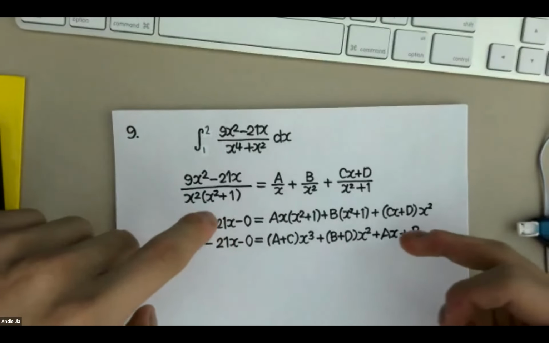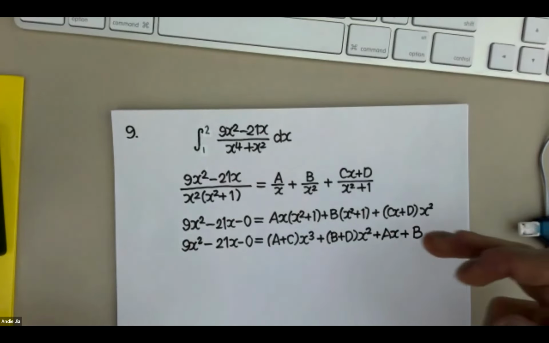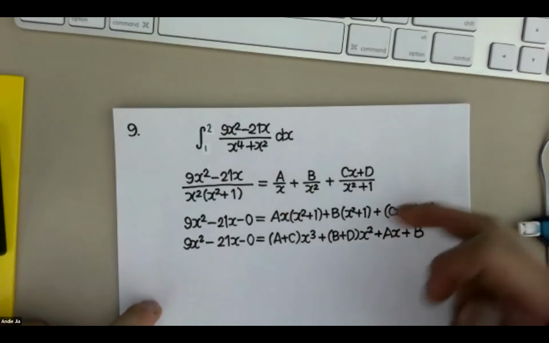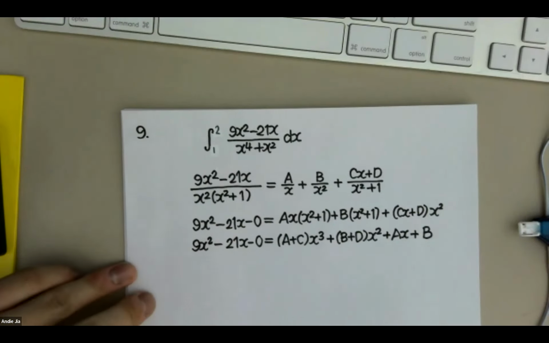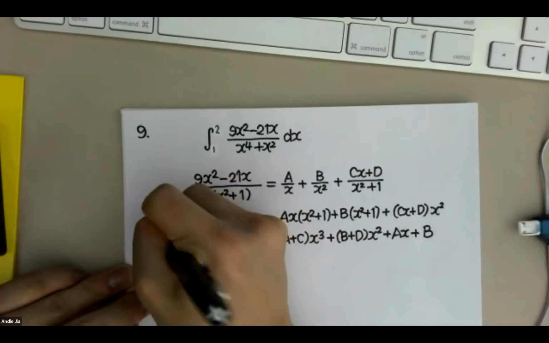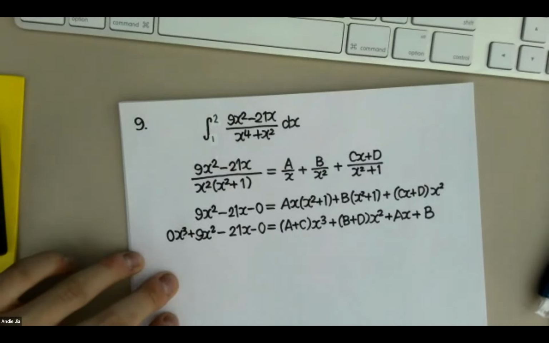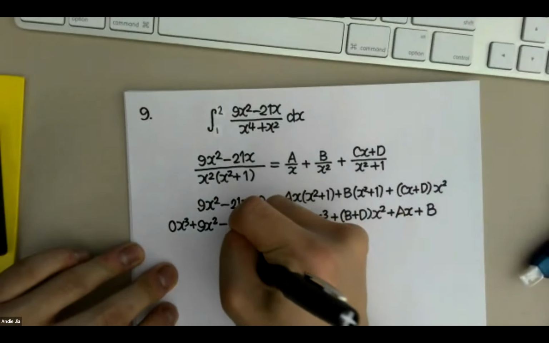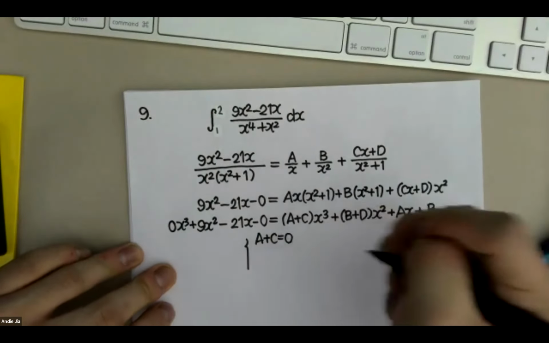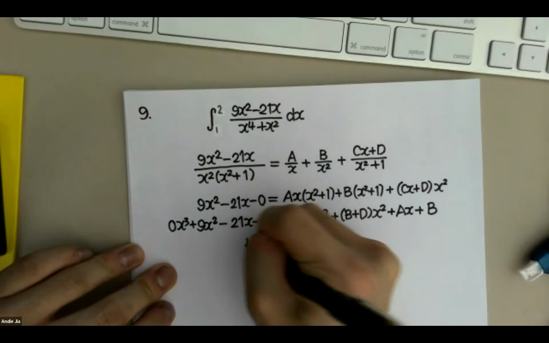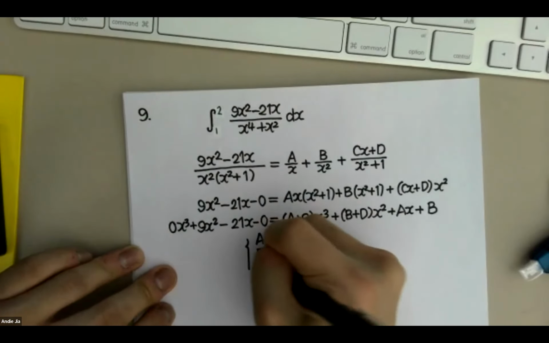Is there anything I'm missing, or am I all good? There's 1, 2, 3, 4, 5, 6, and 1, 2, 3, 4, 5, 6. I'm all good. Now we just solve this. We have A plus C is 0, then B plus D is 9, and A is negative 21.